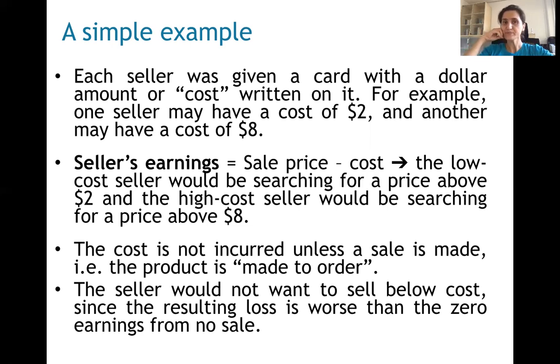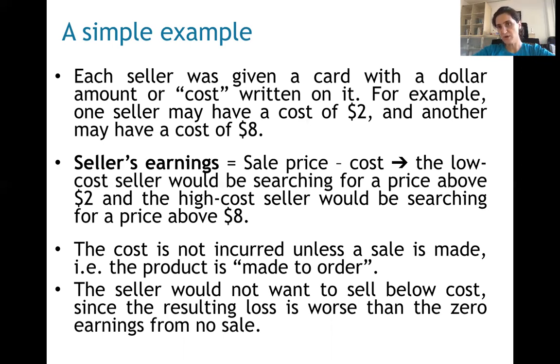etc. Okay. So here in the laboratory, subjects are selling or buying a hypothetical object. Okay, so there is no object in the laboratory, but they are deciding according to these values and costs. Okay, each seller was given a card with an amount or cost written on it. For example, one seller may have a cost of 2, another may have a cost of 8. Okay, we are going to come to an example related to that. This is the reason why I am giving such numbers here.